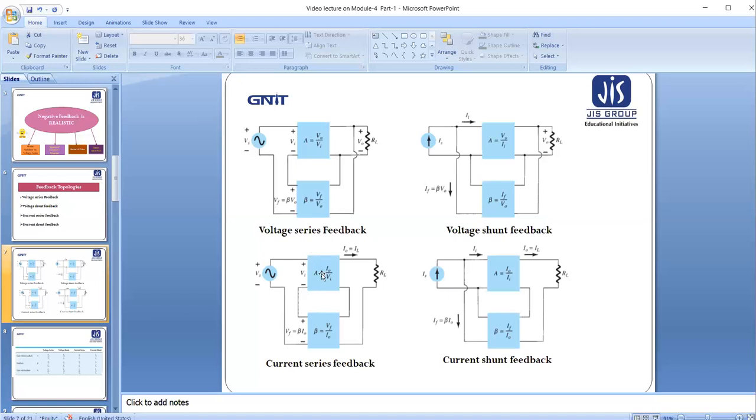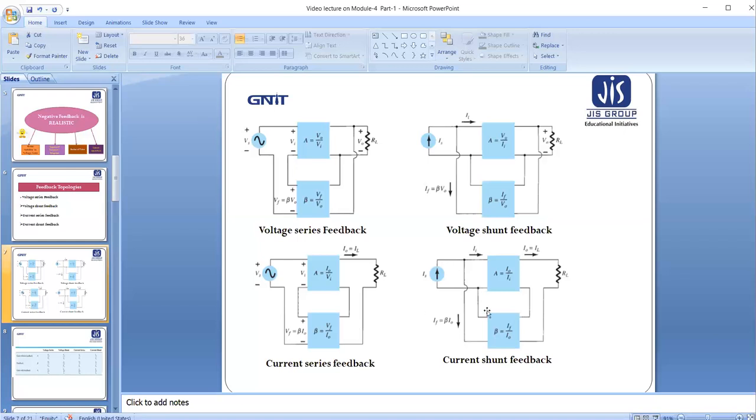So the amplifier gain will be equal to I naught by Vi, because I is the output current, so I naught by Vi. And the feedback circuit will produce some voltage from current. So beta equals Vf by I naught.